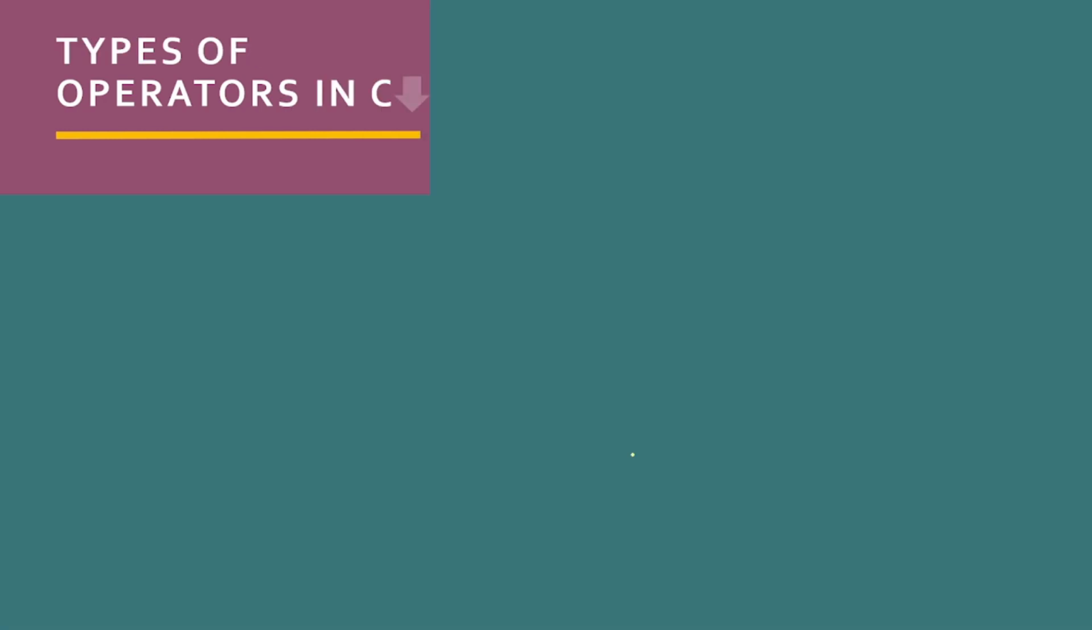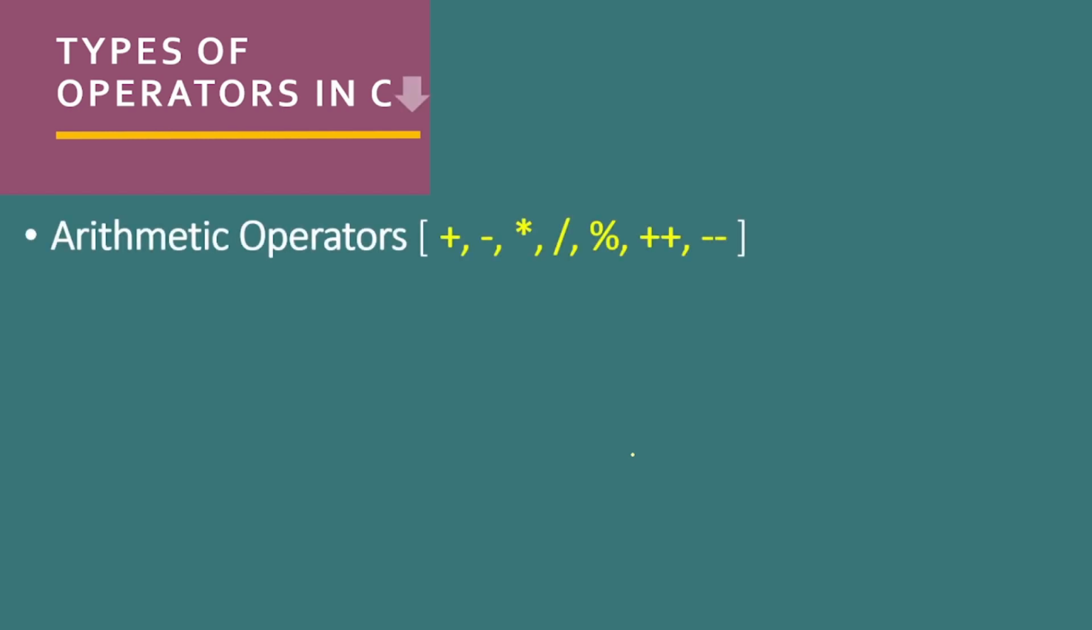Moving ahead, we will try to explore what kind of operators are available in C language. The first and foremost is arithmetic operators: plus, minus, multiply, divide, percentile, plus plus, and minus minus. Plus plus is called the incrementer, minus minus is called the decrementer. The percentile is called the modulo operator, which gives you the remainder. Plus, minus, multiply, and divide are as you know, and divide gives you the quotient value. So you know all this, right?